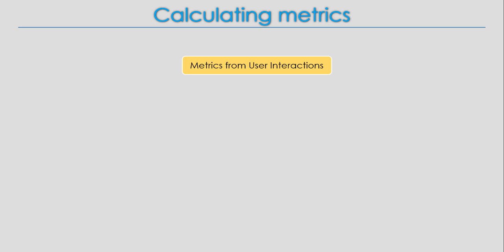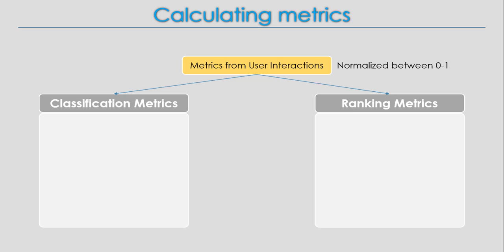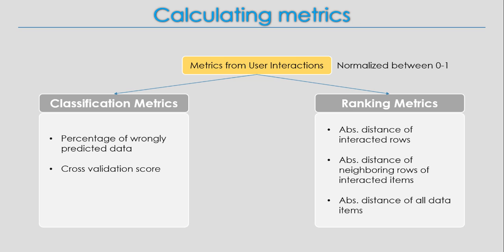The metrics derived from the user interactions are of two kinds: classification metrics and ranking metrics. For classification, Gaggle uses percentage of wrongly predicted interactive data items and the cross-validation score as a metric. The sum total of these are normalized between 0 to 1. For ranking tasks, Gaggle uses three kinds of metrics based on absolute distances from the assigned rank to the predicted rank. I would recommend to read the paper to know further details.